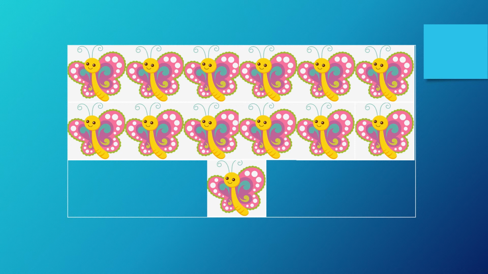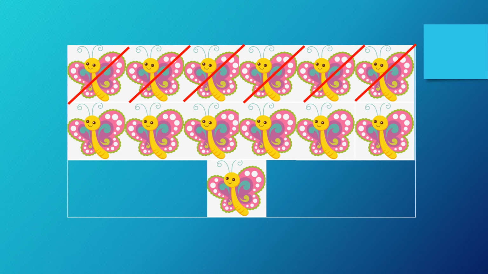So let's start scratching out our butterflies. 1, 2, 3, 4, 5, 6. Let's count it again. 1, 2, 3, 4, 5, 6. Now our question asks us how many butterflies are left. So let's count the remaining butterflies that we haven't scratched out. 1, 2, 3, 4, 5, 6, 7.